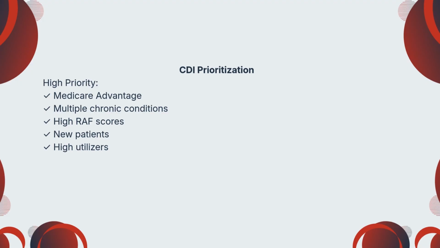This is the summary of CDI prioritization. High priority: Medicare Advantage, multiple chronic conditions, high RAF scores, new patients, high utilizers.